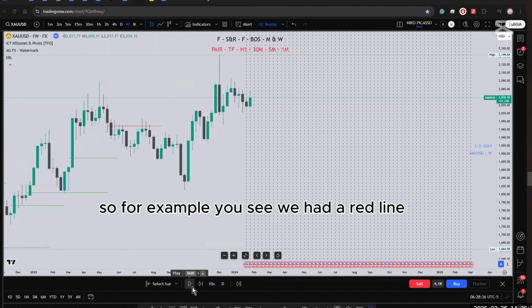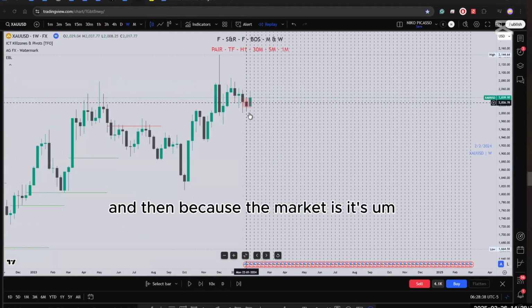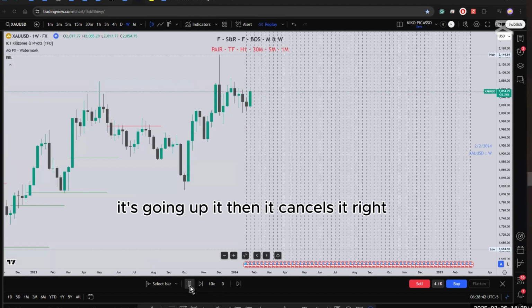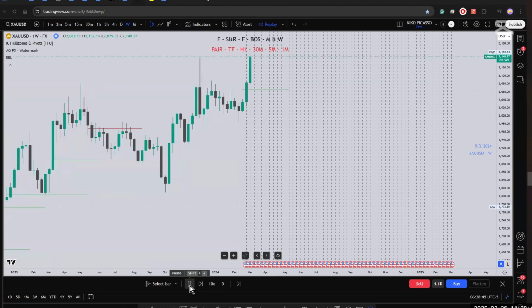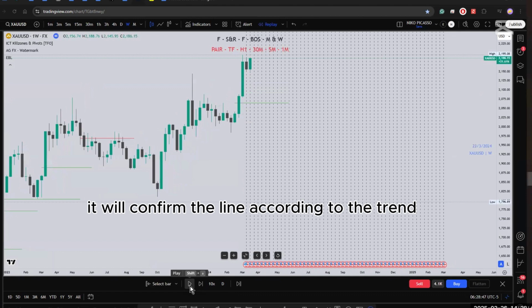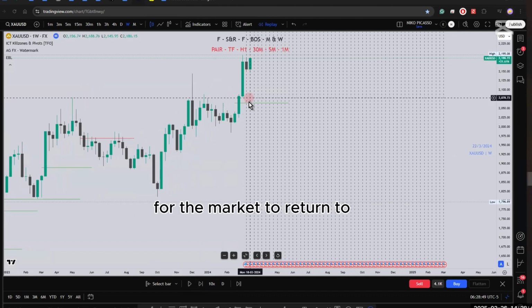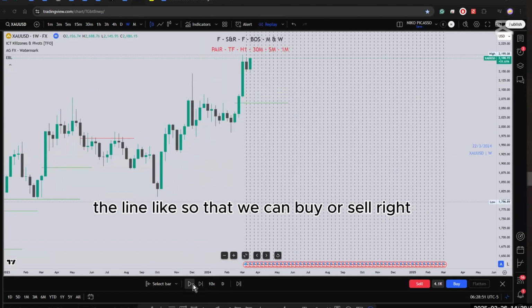So you'll see, for example, we had a red line, and then because the market is going up, it cancels it. It will confirm the line according to the trend, because we always have to wait for the market to return to the line so that we can buy or sell.